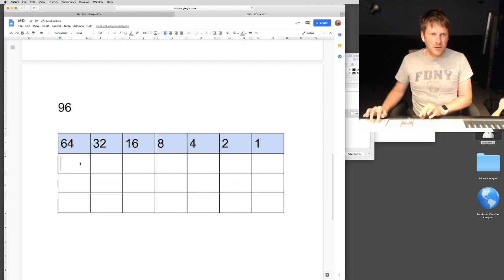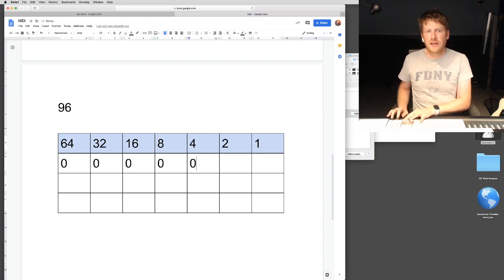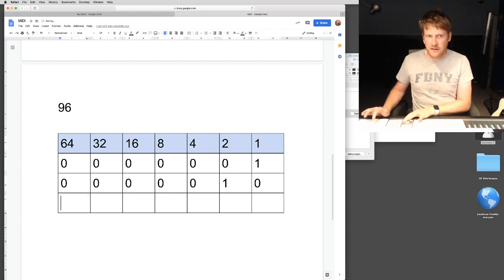So in binary, the number 1 is this, right? Because you have 0, 0, 0, 0, 0, 0, 1. The number 2 is this: 0, 0, 0, 0, 0, 1, 0.